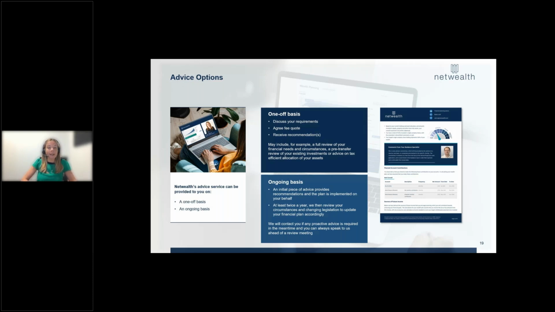So clients can take one-off or ongoing advice, and in either scenario, the advice would be delivered in the form of a written report that the advisor would then be able to sit down with you and review and assist you in implementing where relevant.